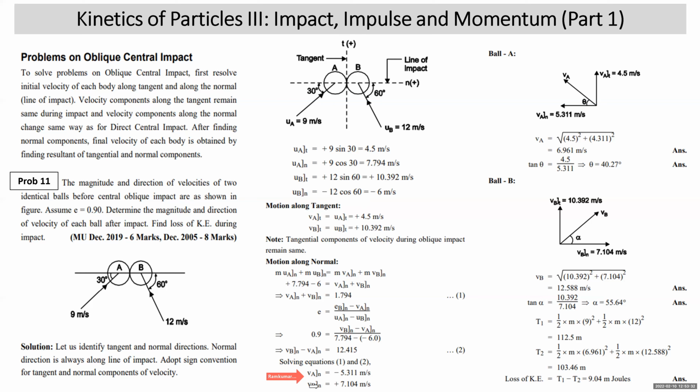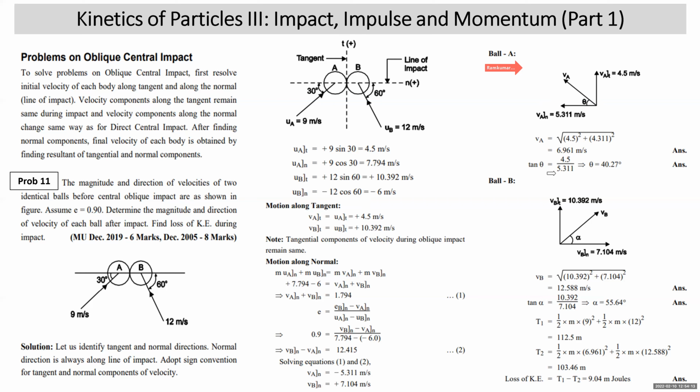So you have now got the normal components after impact. You got the tangential component after impact, which remains the same before and after impact. Now you have to combine the tangential and normal components after impact. For ball A, the normal component is minus 5.31, which means it is to the left as per the sign convention. The tangential component of ball A is 4.5 meters per second, positive meaning upward. So you draw the diagram showing VAT, VAN, and this will be VA. So what is VA? Root of 4.5 squared plus 5.311 squared. It comes out to be 6.961.